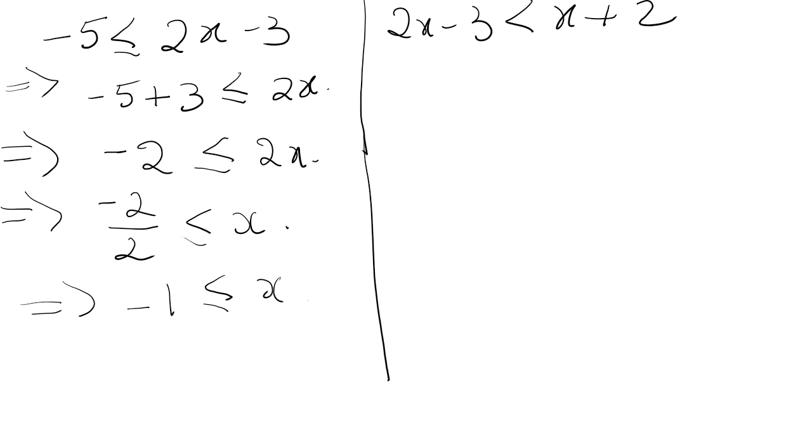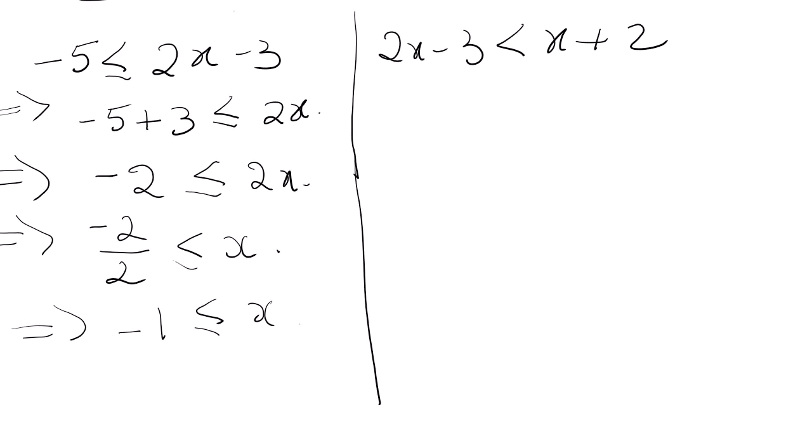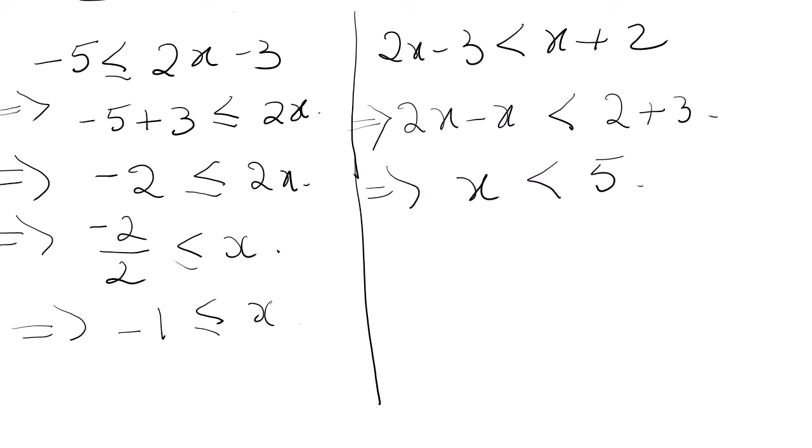Okay, now let us come to this equation. Here 2x minus 3 is less than x plus 2. So bring this x on this side and take minus 3 on the other side. So this becomes 2x minus x is less than 2 plus 3. So this implies x is less than 5.